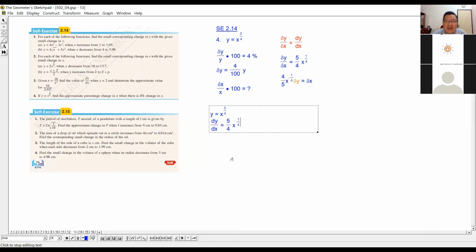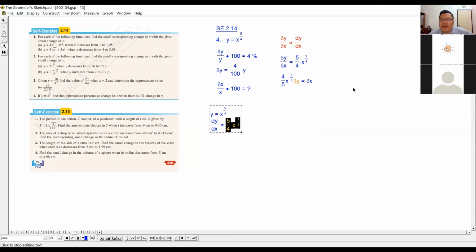But they say dy/dx is actually your delta y over delta x. So I take this dy/dx, I substitute inside the delta y over delta x here. So that's why we get delta y over delta x is 5/4 x to the power 1/4, because the whole thing is dy/dx. So I just take the whole thing, then put inside the delta y over delta x. Is this okay?